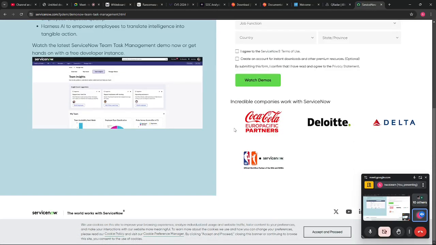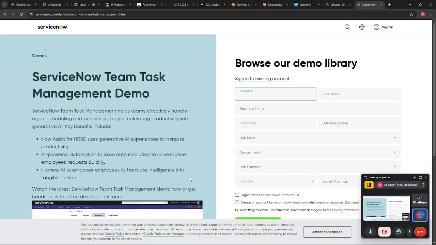Companies like Coca-Cola, Deloitte and Delta are all using this tool right now. ServiceNow is basically a cloud-based platform used by SOC or IT security teams for incident task management, and it integrates very seamlessly with SIEM tools like Splunk and QRadar for end-to-end incident handling. So this is the basic use of the ServiceNow tool. We will try to cover as many tools as possible, so this course will be relevant for all of you.